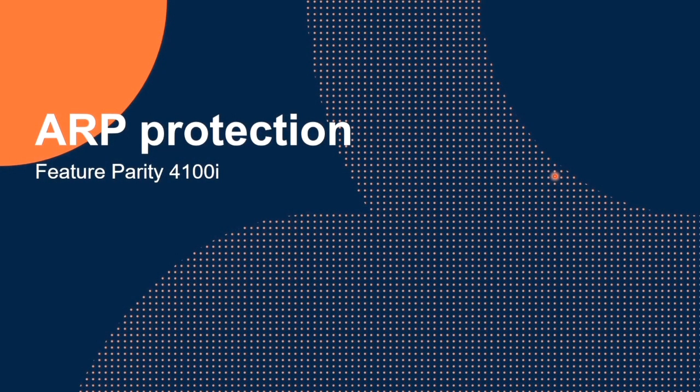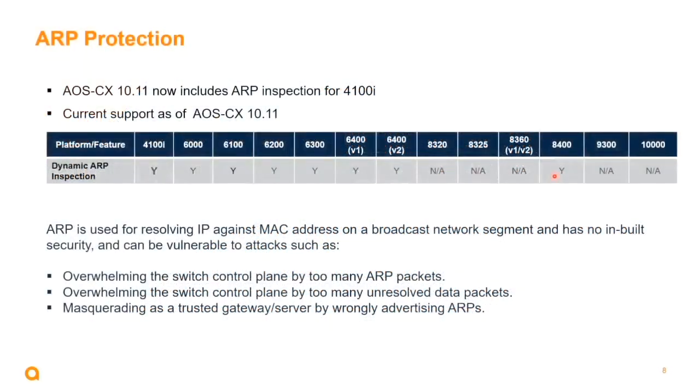So our next feature is ARP protection. We now have ARP protection, or ARP inspection as it's known in the configuration, included on the 4100i. So the 4100i now joins the existing platforms that have it already, which include the 6000, 6100, 6200, 6300, 6400 and the 8400. As we know, ARP is used for resolving IP to MAC addresses and has no inbuilt security, so can be vulnerable to attacks.